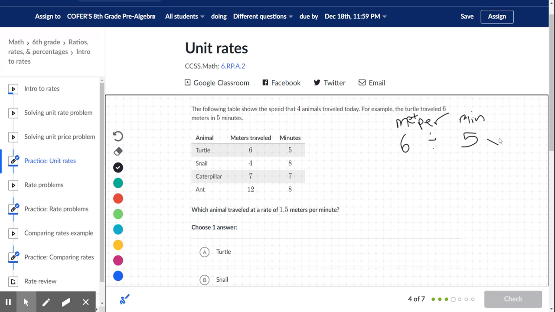Okay, with that turtle, he went 6 meters per 5 minutes. Earlier when we divided it out, we came to the conclusion that 6 divided by 5 will give me 1.2. I'm looking for 1.5, so I know that won't work. Let me try the snail. The snail was 4 meters per 8 minutes. Let me see. 4 divided by 8. 8 can't go into 4, so I write decimal, 0. 8 can go into 40 5 times. 5 times 8 is 40, and 40 minus 40 is 0. That won't work.